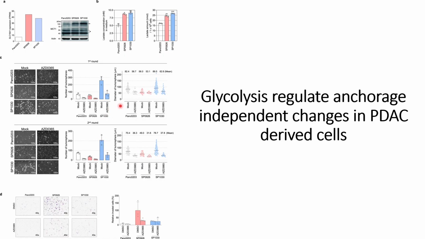When they checked the diameter of the tumorous spheres, they also saw that the diameter was reduced in SP1030 when treated with AZD0965, the MCT inhibitor, and they observed the same results in the second round.